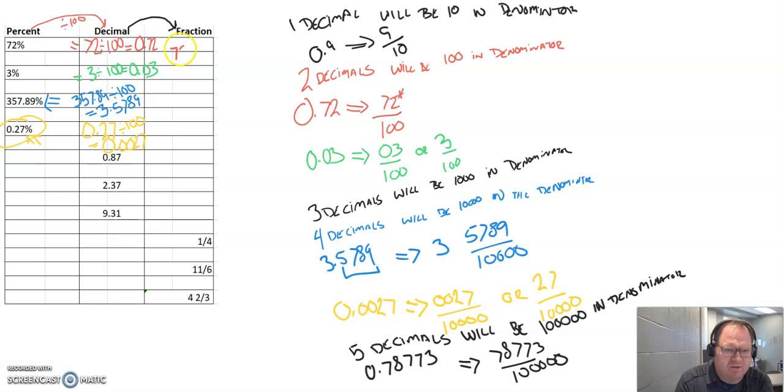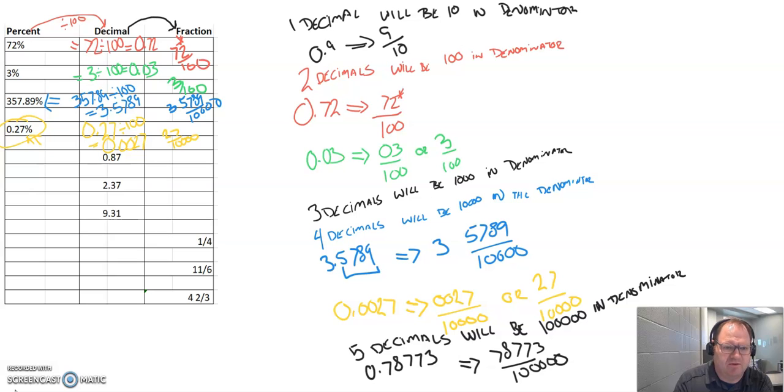So we can just fill in our fractions. It's 72 over 100, 3 over 100, 3 wholes, 5,789 over 10,000, and 27 over 10,000. But remember, I did put a star beside this one. There's a reason for that. We need to check and be sure that all our fractions are in lowest terms.